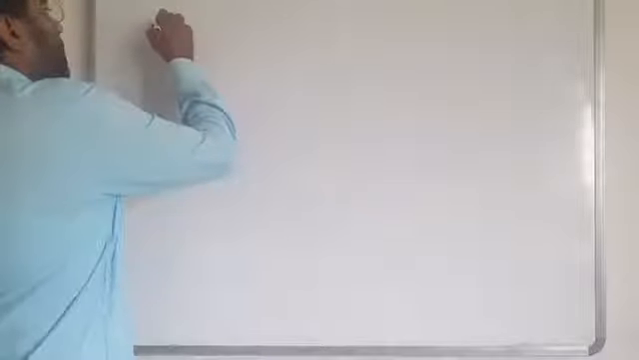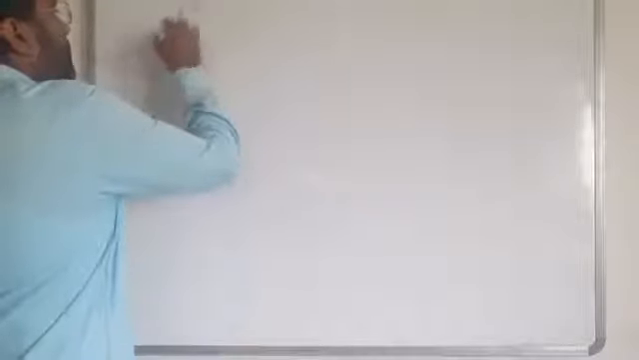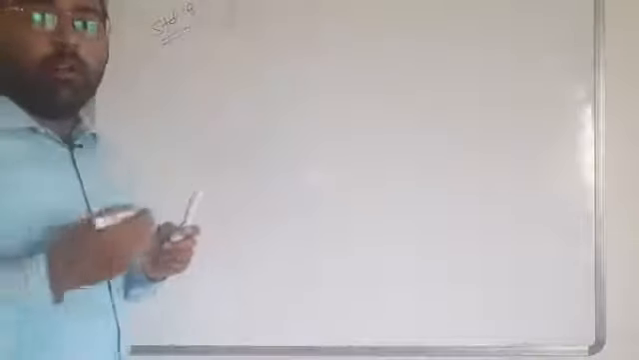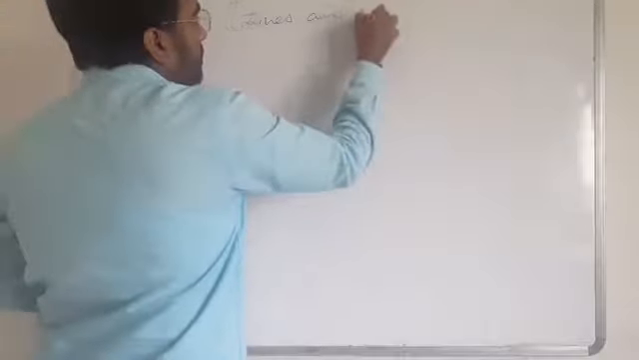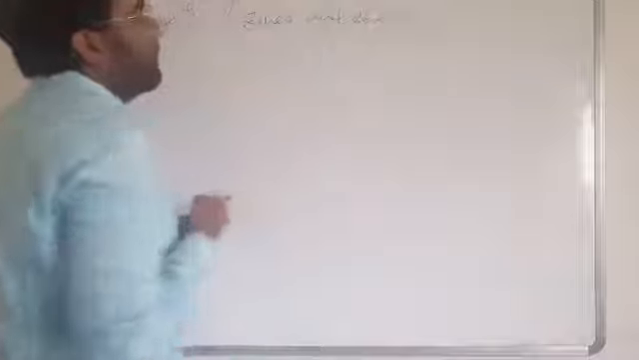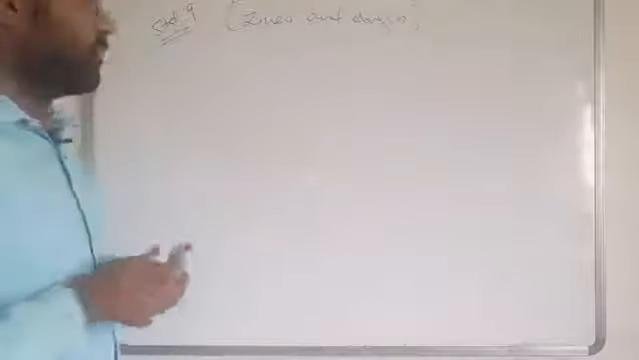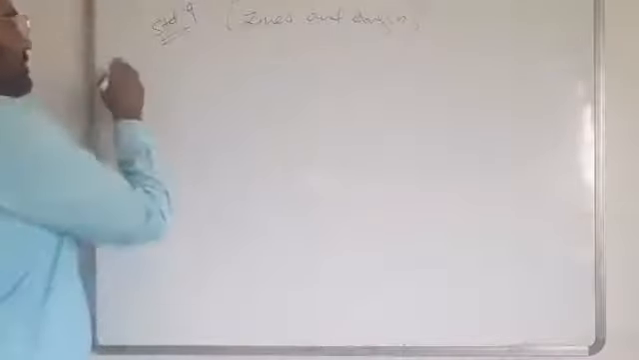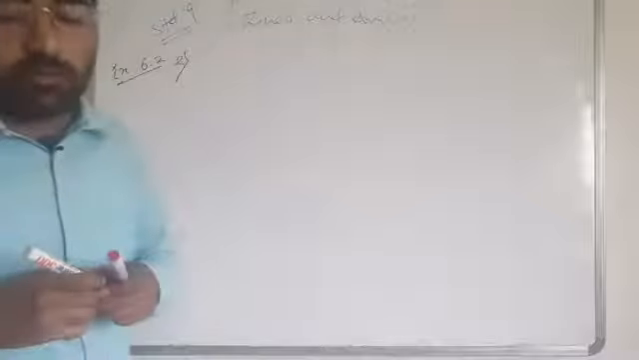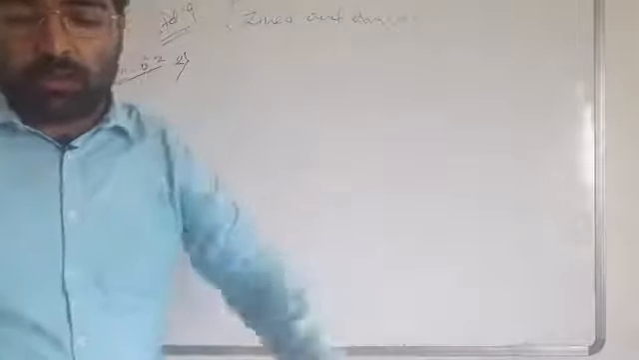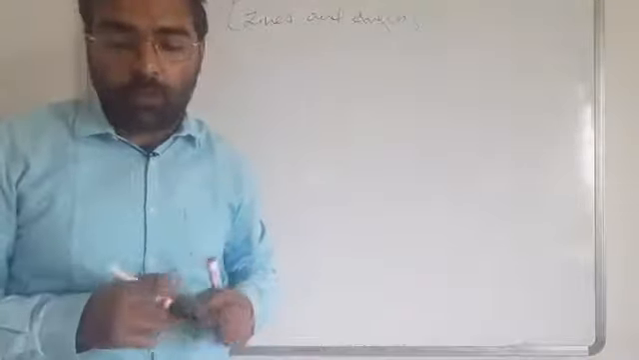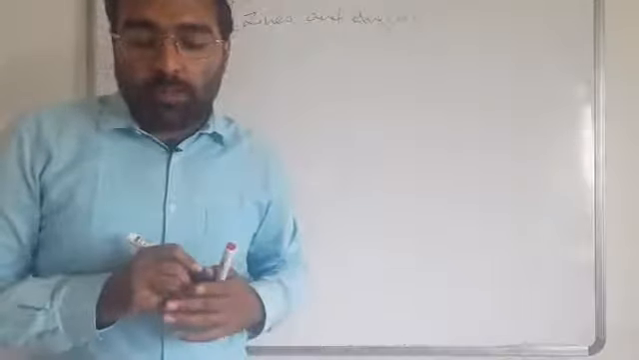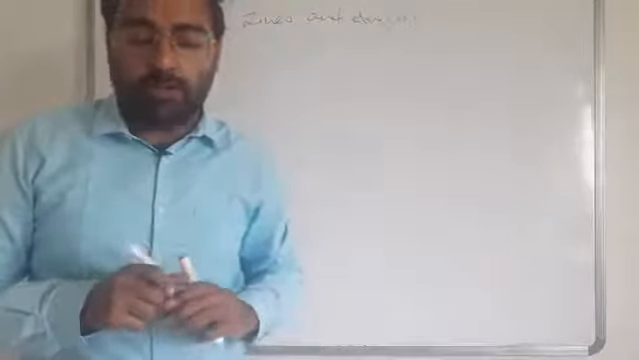So, standard 9, and we are learning about lines and angles. From exercise 6.2, question number 2: in the given figure, if AB is parallel to CD and CD is parallel to EF, and y is to z is equal to 3 is to 7, find x.